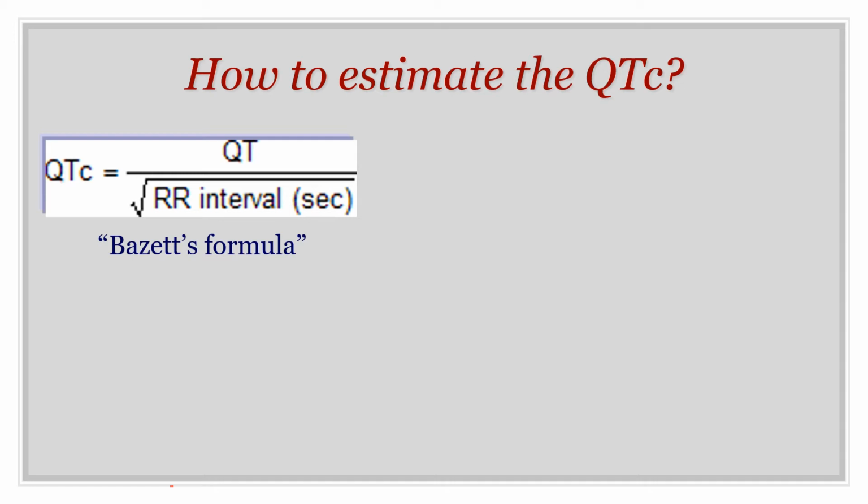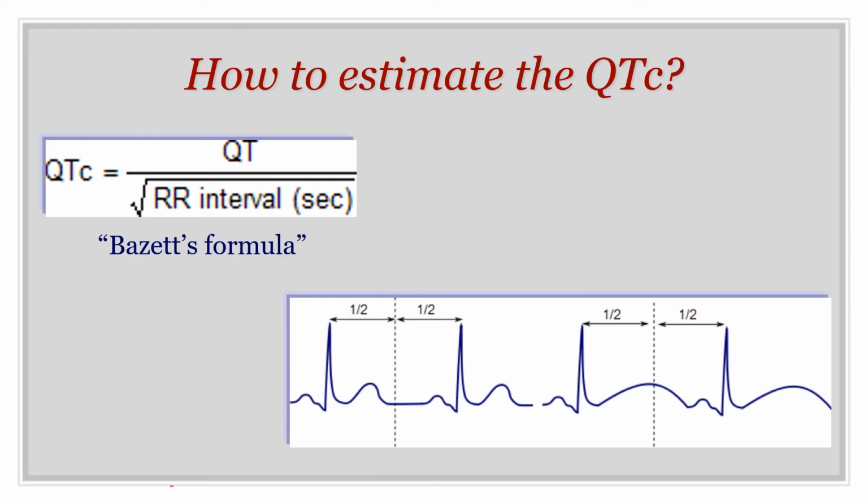Or you can just use your naked eyes. If you look at the RR interval, the T wave should end before the halfway point between the two R waves. So from here to there, that's your RR interval. The T wave should end before halfway. If the T wave finishes after this line, then this is likely to be a prolonged QT. So this is the rough way of just looking at an ECG and thinking, yeah, the QT here looks prolonged or not.